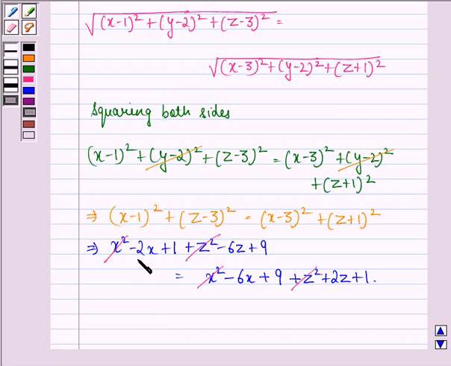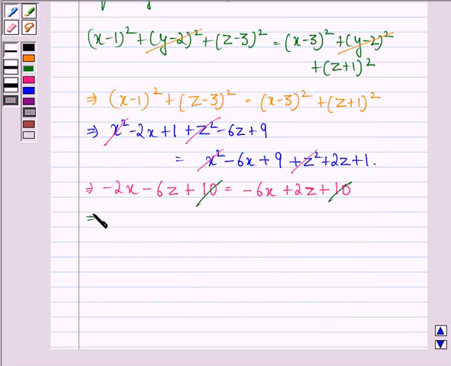We have minus 2x minus 6z plus 9 plus 1, which is 10, is equal to minus 6x plus 2z plus 1 plus 9, which is 10. Again, 10 gets cancelled with 10 from both sides. We have minus 2x plus 6x minus 6z minus 2z is equal to 0. This implies, now minus 2x plus 6x is 4x, minus 6z minus 2z is minus 8z, is equal to 0.